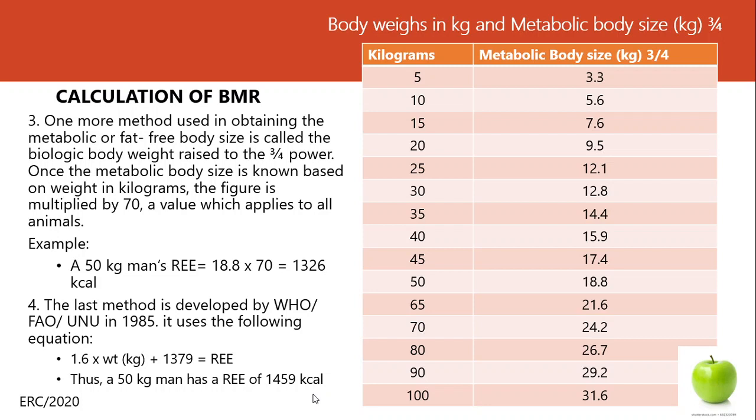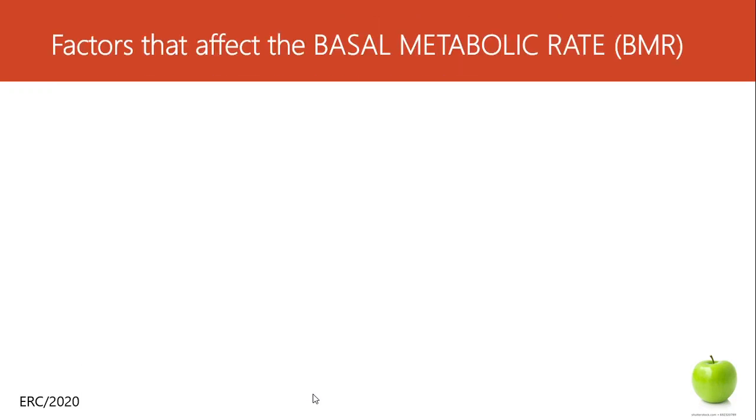1.6 multiplied mo kung ilang kilogram ka, then i-add mo siya ng 1,379. That's your basal metabolic rate. So a 50 kilogram man has the basal metabolic rate of 1,459 kilocalories. So that's how you're going to compute your basal metabolic rate. Moving on, what are the factors that affect the basal metabolic rate?